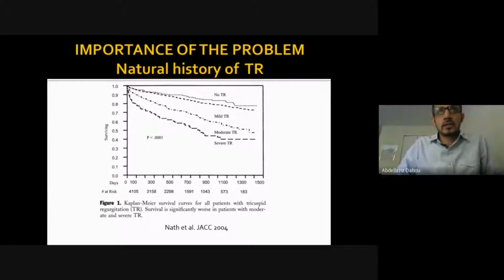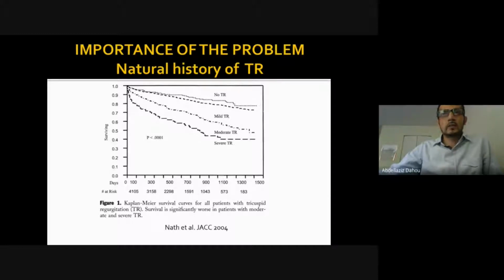If you look at this study published many years ago, this is one of the first studies that looked at the tricuspid regurgitation and its impact on clinical outcome. We can see that patients who had moderate or severe tricuspid regurgitation have much worse prognosis. I mean, less survival compared to those with no tricuspid regurgitation or those with only mild tricuspid regurgitation. And you see the graded relationship between the tricuspid regurgitation and the prognosis. The greater the severity of the TR, the worse the survival.